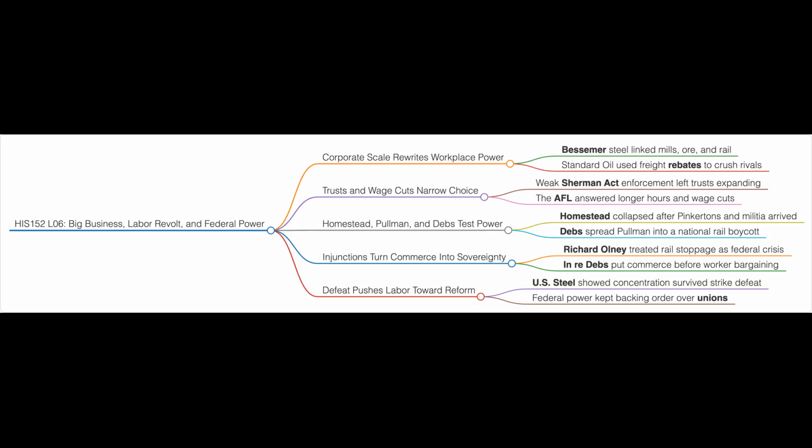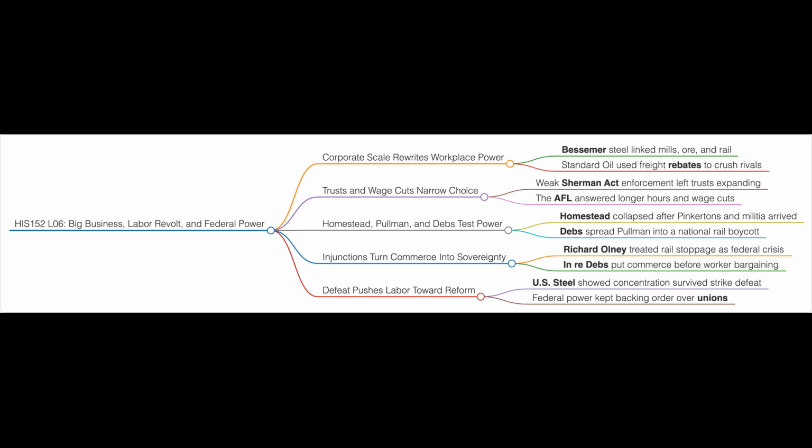Immigrant labor, child labor, and a reserve of unemployed workers also weakened bargaining. The Knights of Labor tried to answer this structure by organizing across skill lines and by imagining cooperative alternatives to the wage system. The American Federation of Labor, founded in 1886 under Samuel Gompers, narrowed its focus to skilled workers, shorter hours, wage gains, and working conditions that could actually be negotiated.